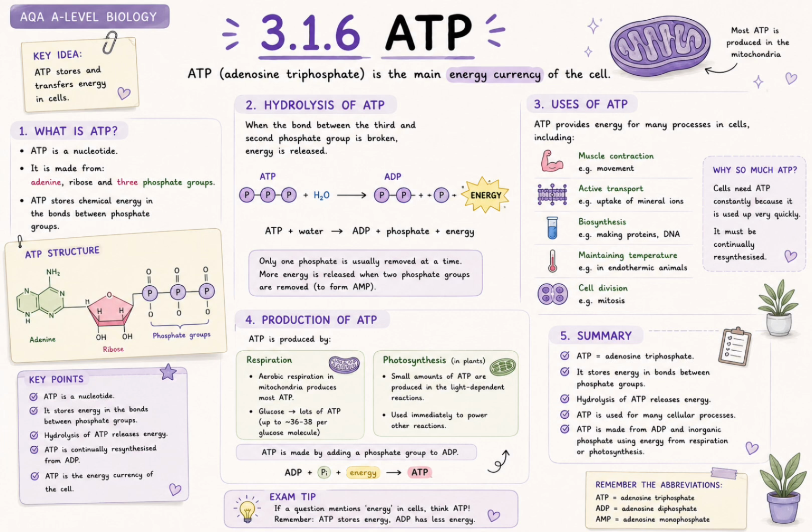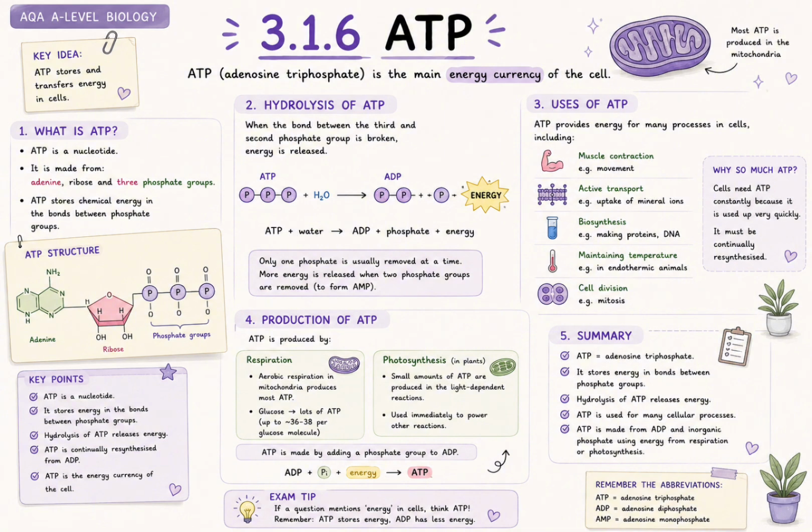When the terminal phosphate bond is broken through hydrolysis, ATP is converted into ADP, adenosine diphosphate, along with an inorganic phosphate ion, and energy is released. This reaction can be summarized as ATP plus water produces ADP, phosphate, and energy. The released energy is then immediately used to power cellular processes. ATP is incredibly useful biologically because it releases energy in small, manageable quantities, making it efficient and controllable for the cell.